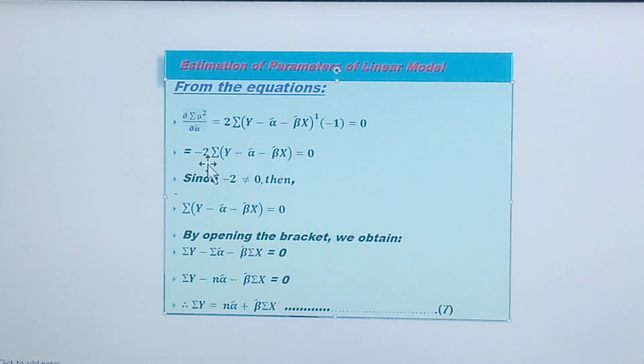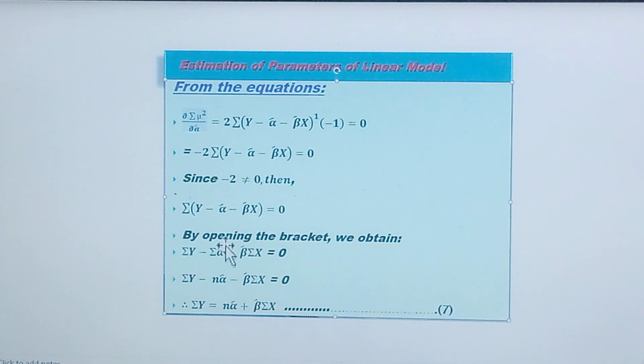So if we have this equal to 0, there are two things here. Minus 1 multiplied by 2 will give us minus 2, and the other entries remain the same. Now, when you have two products equal to 0, one of them must be equal to 0. If you say x multiplied by y is equal to 0, either x must be 0 if y is not 0, or y must be 0 if x is not 0. So we already know that minus 2 multiplied by the whole quantity is equal to 0, and since minus 2 is not equal to 0, then the quantity summation y minus alpha cap minus beta cap x must be equal to 0.